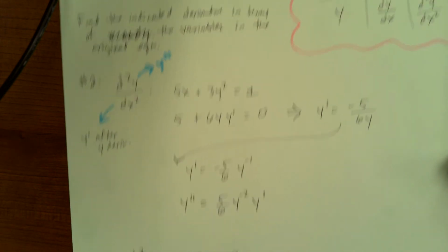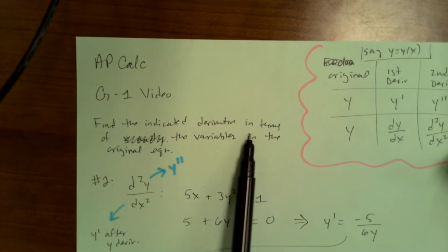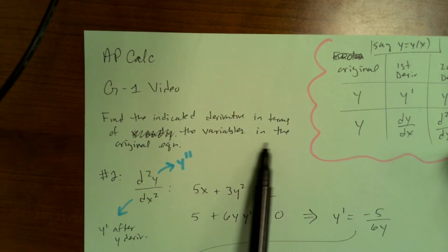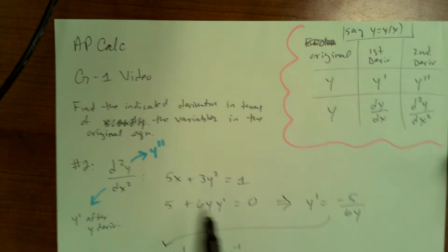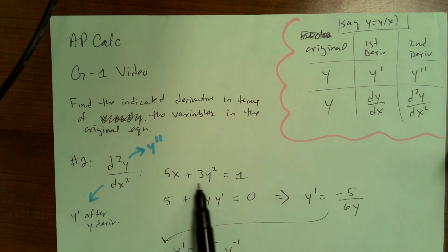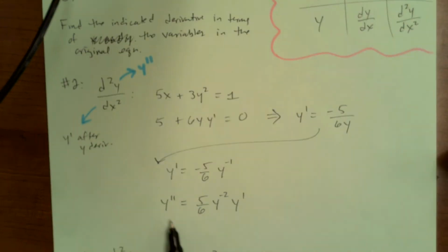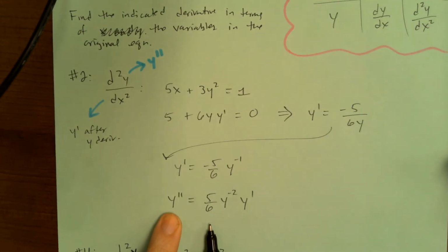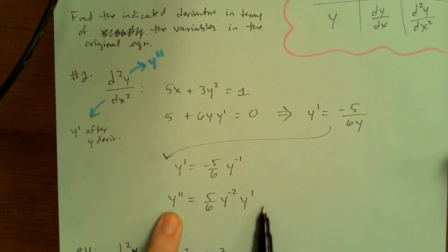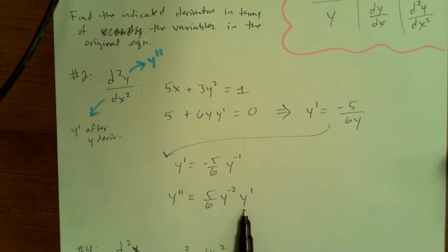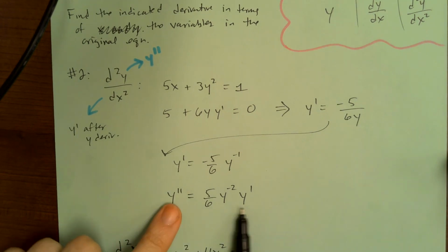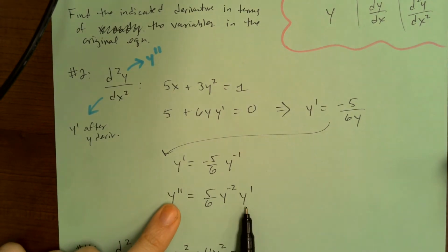Now, here is the thing. They want us to find the indicated derivative in terms of the variables in the original equation. So look at this original equation. What are the variables in it? X and y. So we've got y double prime here. So this is our answer, but it is not in terms of x and y. It is in terms right now of y and y prime.